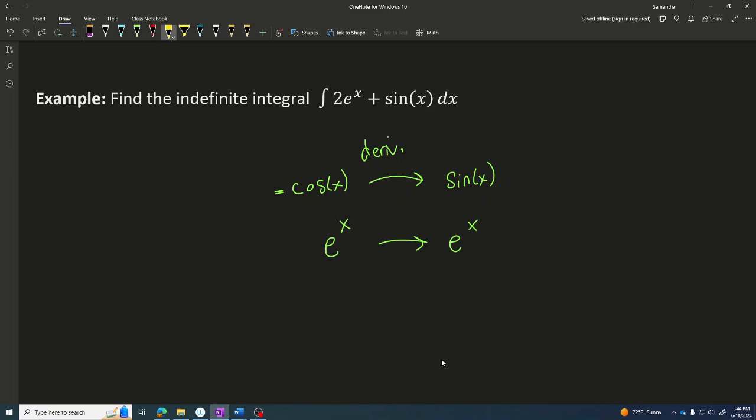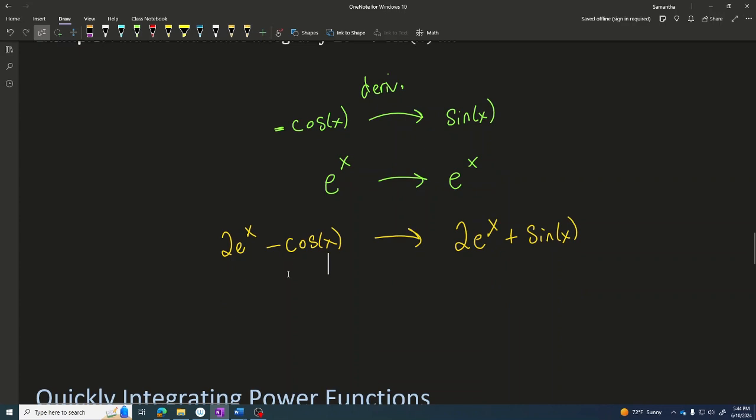So if I put the pieces together, if I wanted 2 copies of e to the x added to 1 copy of sine of x, then all I have to do is take 2 copies of the antiderivative and then add that with the antiderivative of sine, which is negative cos. And so you can confirm this function on the left, 2e to the x minus cosine, is an antiderivative of 2e to the x plus sine. Because if you take the derivative of this guy on the left, then you get the guy on the right.